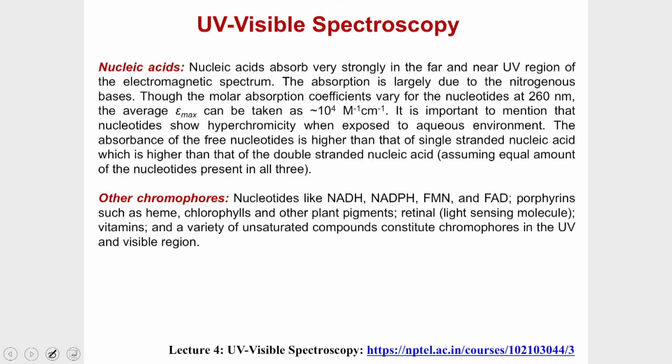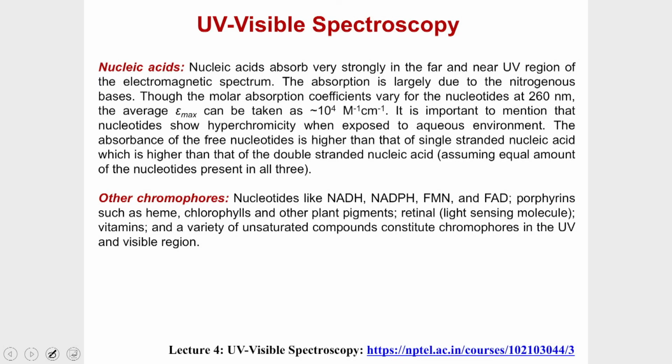Apart from that, you have other chromophores like nucleotides such as NADH, NADPH, FMN, FAD, porphyrins such as heme, chlorophylls and other plant pigments, retinol, which is a light sensing molecule, vitamin A, and a variety of unsaturated compounds that constitute the chromophores in the UV as well as the visible range.